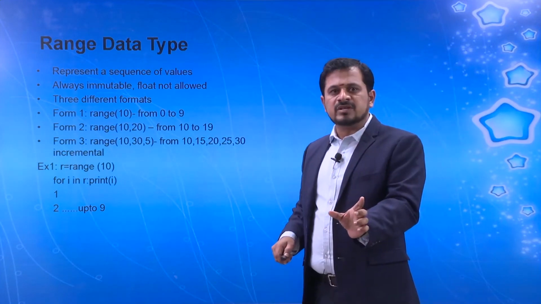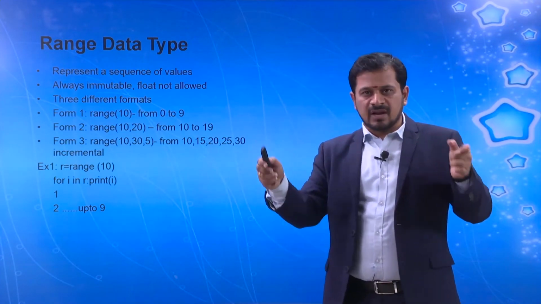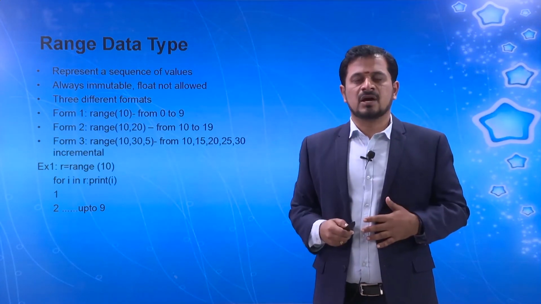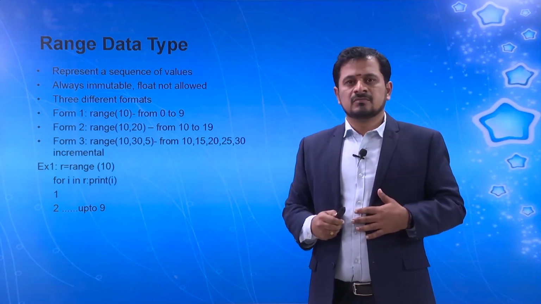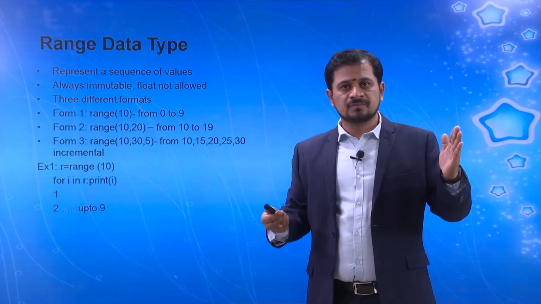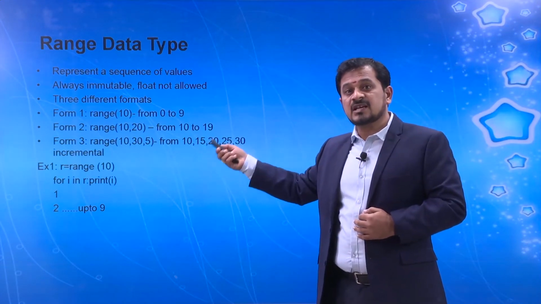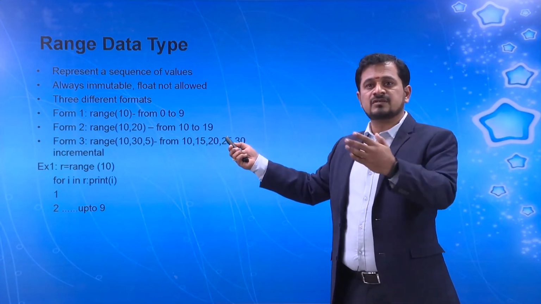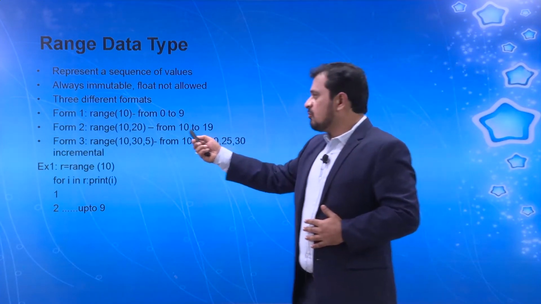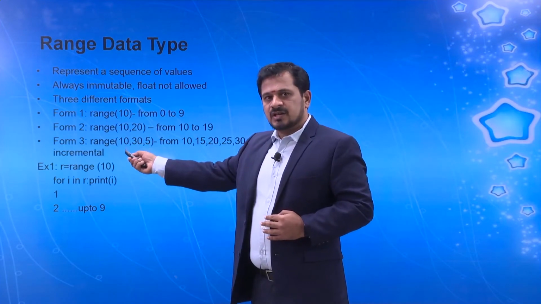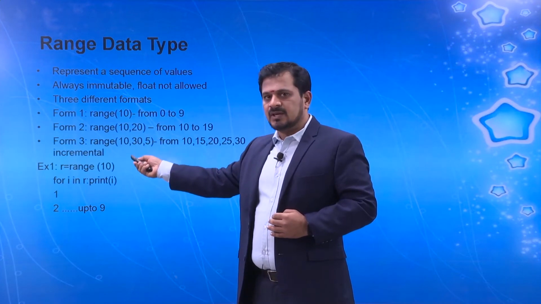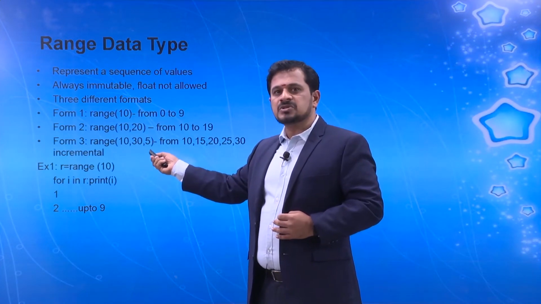And the third form is where I want to take some range with some incremental value. For example, I want to take even numbers within that range. That is also allowed. But here we have given one example where the incremental value is 5: 5, 10, 15, 20, 25, likewise I want to take. So form 3 is range, which has to start from 10 and end at 30 with the incremental value of 5.